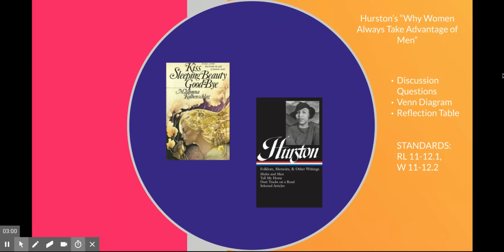Then we're going to do a Venn diagram where you are going to create your own visual and compare the two texts. Lastly, I'll have a reflection table that we'll use so we can monitor what our understanding of the feminist critique is as we are moving through the unit.